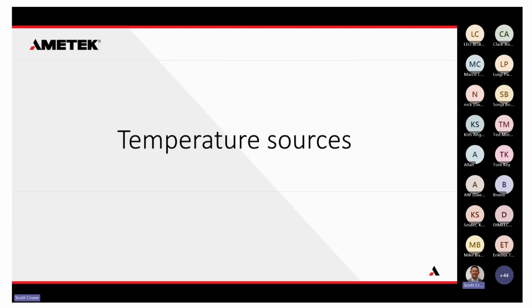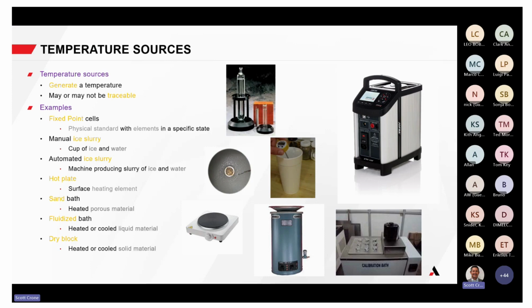So with that, we've got to figure out how we're going to change the temperature on these things to get a reading out of them or get a calibration out of them. So, temperature sources. I spoke a little bit about fixed points, and this is a fixed point cell right here. The temperature sources are going to generate a temperature, and they may or may not be traceable.